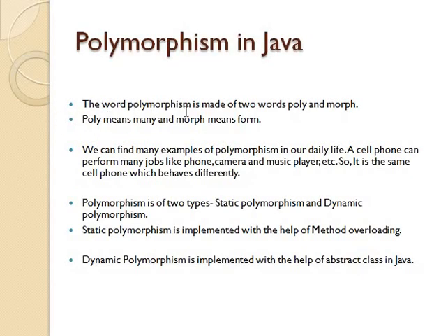The word polymorphism is made up of two words, that is poly and morph. Poly means many and morph means form. So polymorphism means many forms.